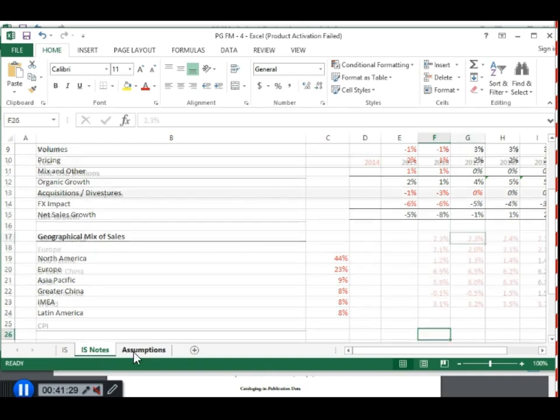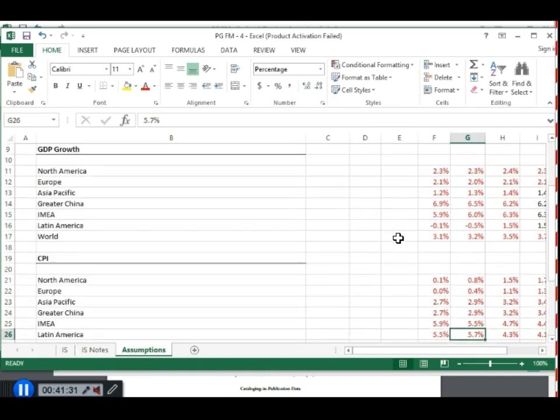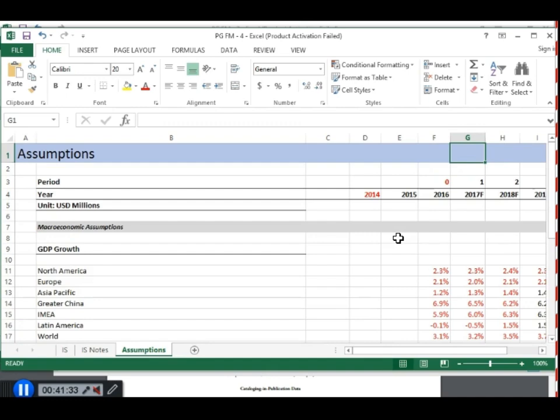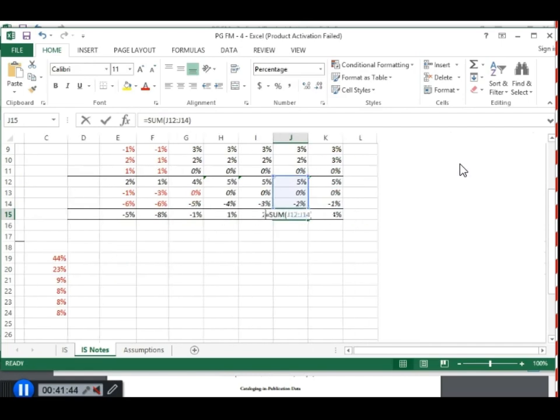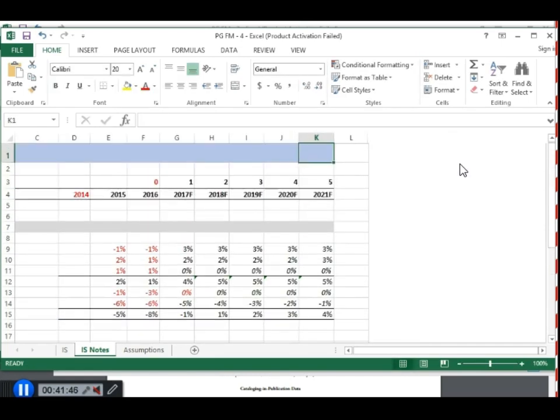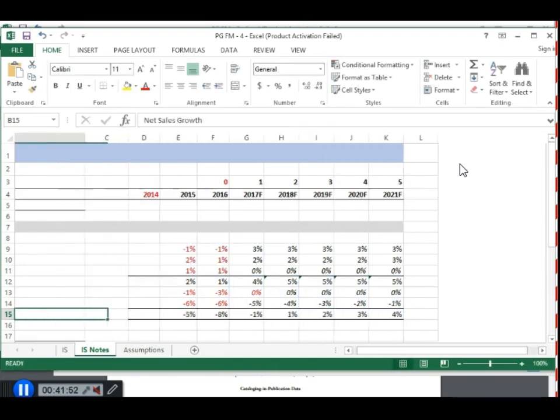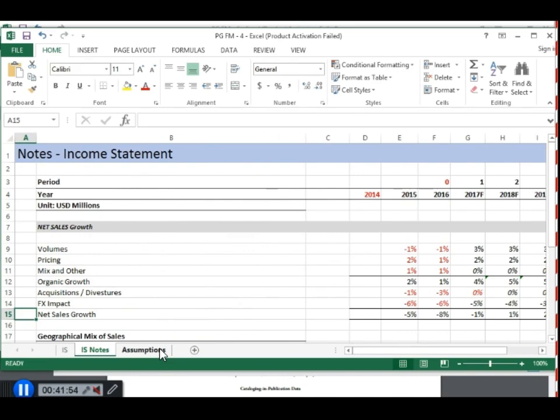Okay, so you have an assumption sheet in which you have put in the CPI and macroeconomic assumptions, and then you have forecasted the future volumes and FX impact. Once you have forecasted it all, some of these would be your sales growth, net sales growth.